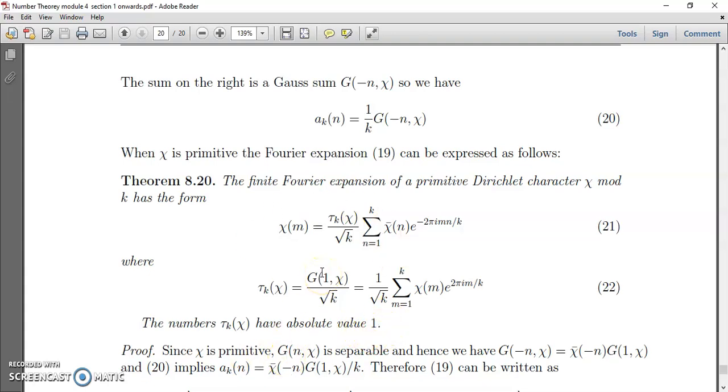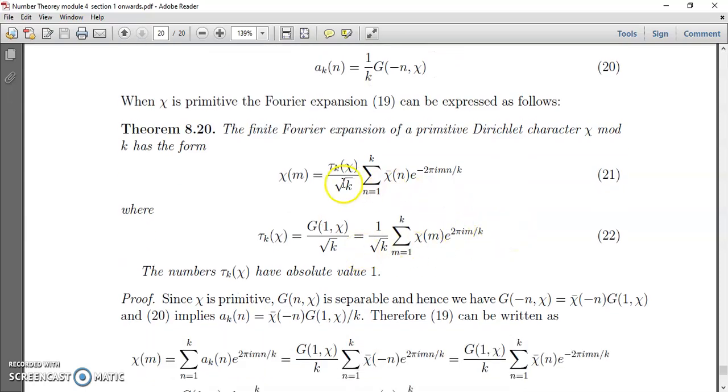So the proof is quite simple, because we have already studied many properties of primitive Dirichlet characters chi. Since chi is primitive, we have proved earlier that g of n, chi is separable. Separable means g of n, chi can be written as chi bar of n times g of 1, chi. That is what we have studied. So instead of n, if we put minus n, then g of minus n, chi will be chi bar of minus n times g of 1, chi.